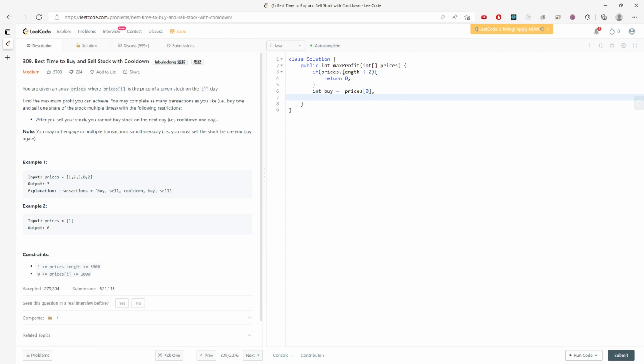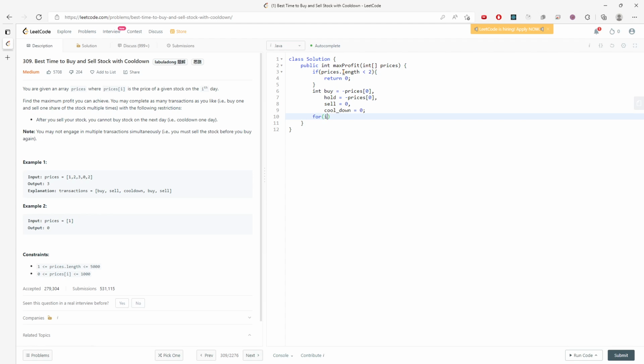And then I will have a hold, sorry, a first holding. The first one I buy, and then I have to sell, so I don't sell anything. And then I cool down, which is equal to 0. So on the first iteration, for i equal to 0, you can buy, then you can hold, because you just assume you buy the first one.